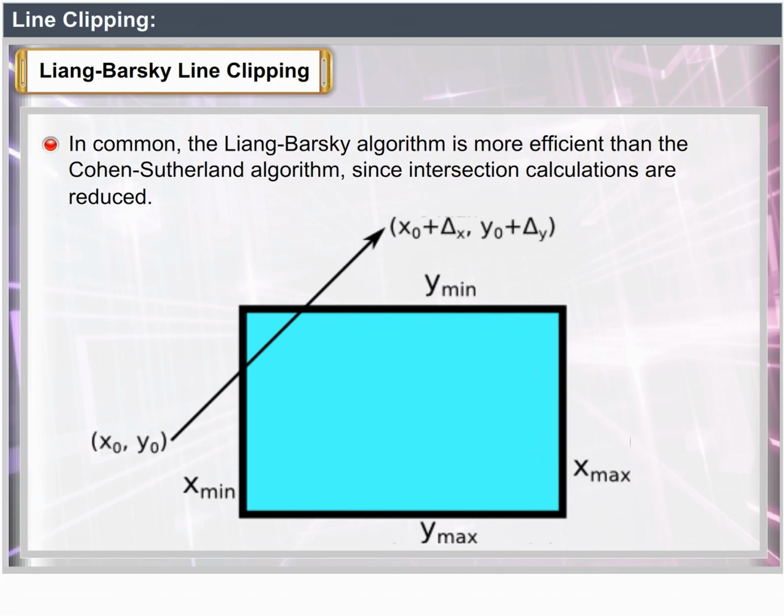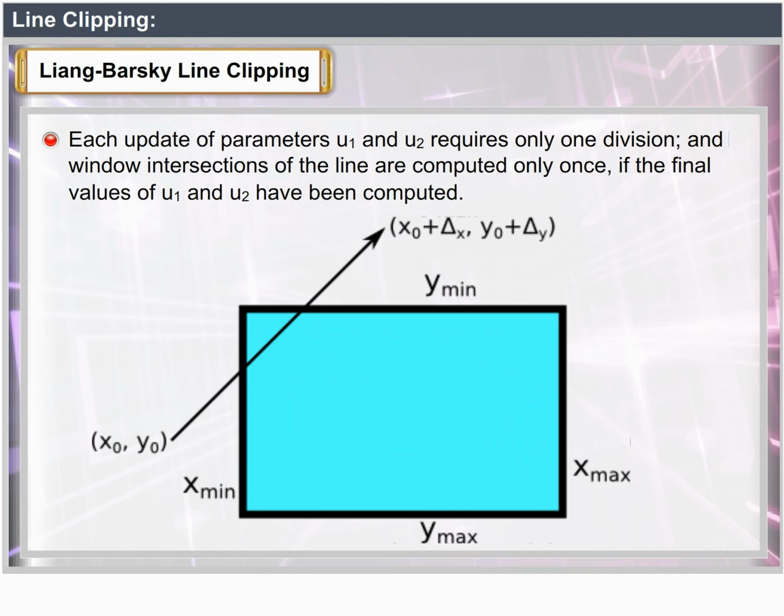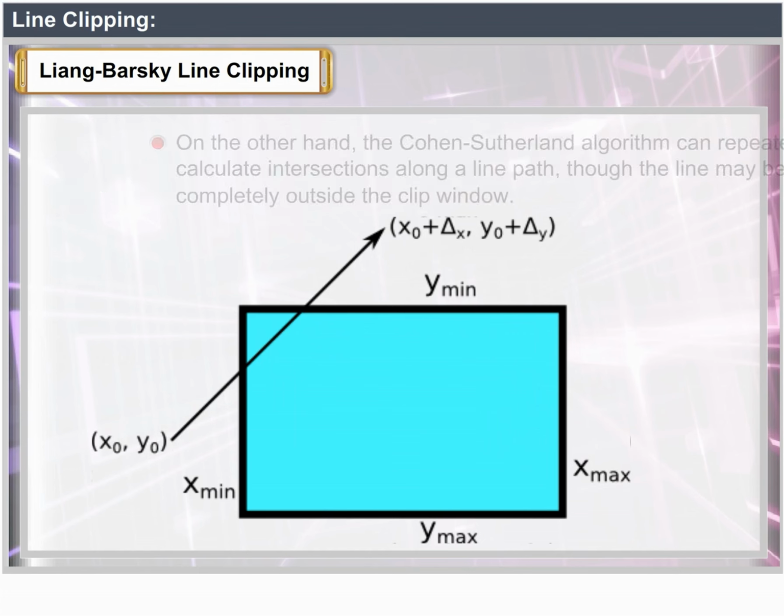In general, the Liang-Barsky algorithm is more efficient than the Cohen-Sutherland algorithm since intersection calculations are reduced. Each update of parameters u1 and u2 requires only one division, and window intersections of the line are computed only once when the final values of u1 and u2 have been computed.